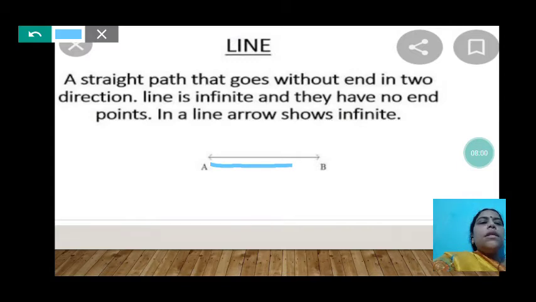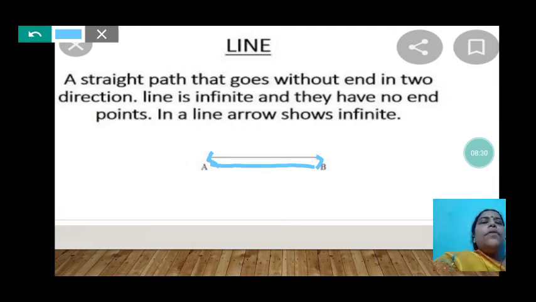As you can see, it has an arrow on both the sides, which means that from both the sides it is not ending. Like the arrow in the ray you have seen, where an arrow means it has not stopped, it is moving continuously. The same thing with the line also. The line has two arrows, which means it does not have any end point.